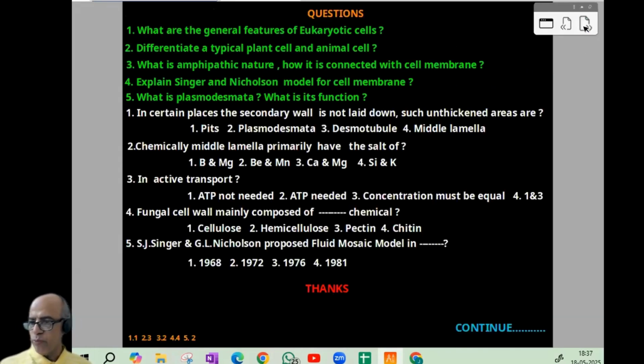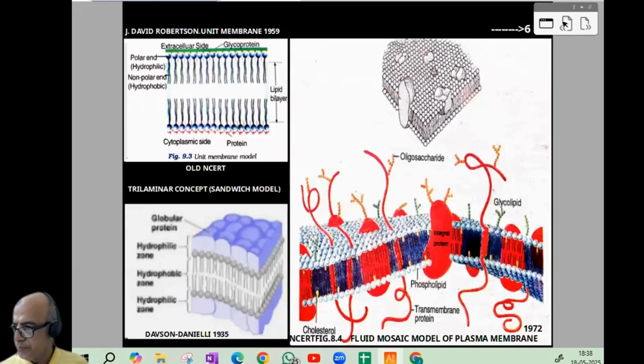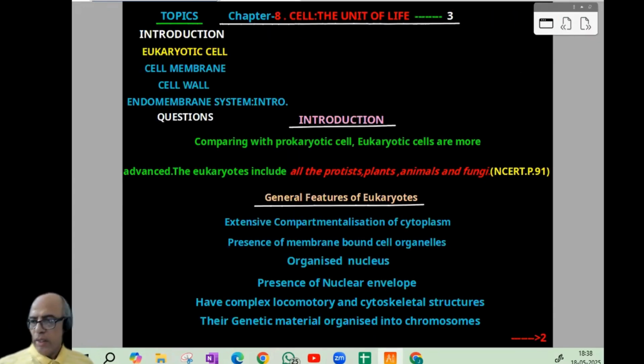After that, you can find 5 theory questions and 5 NEET model questions with the key. So we can just revise the topic, all the things we learned in this episode. Cell, the Unit of Life, episode number 3, where we'll be mainly dealing with the eukaryotic cell, membrane, cell wall, endomembrane system introduction and questions.